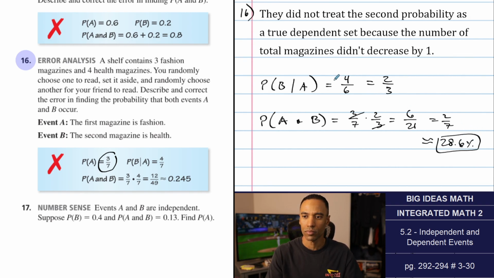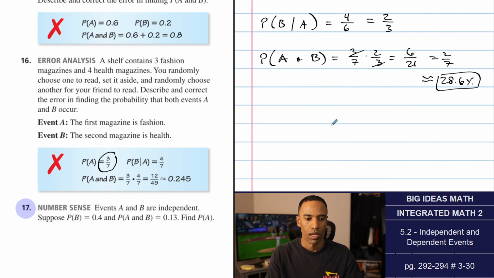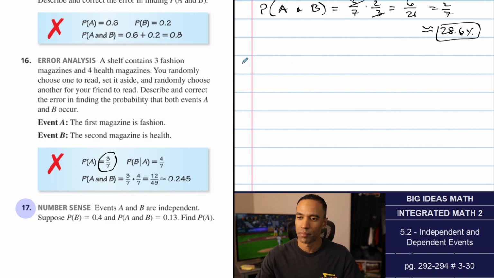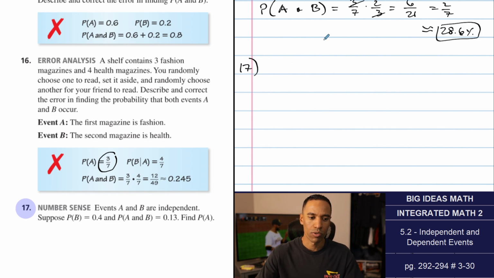Okay, those are our error analysis questions. Let's keep moving forward. Number 17 on number sense. Events A and B are independent. Suppose probability of B is 0.4 and probability of A and B is 0.13. Find probability of A. Well, it's all based off this formula, right?